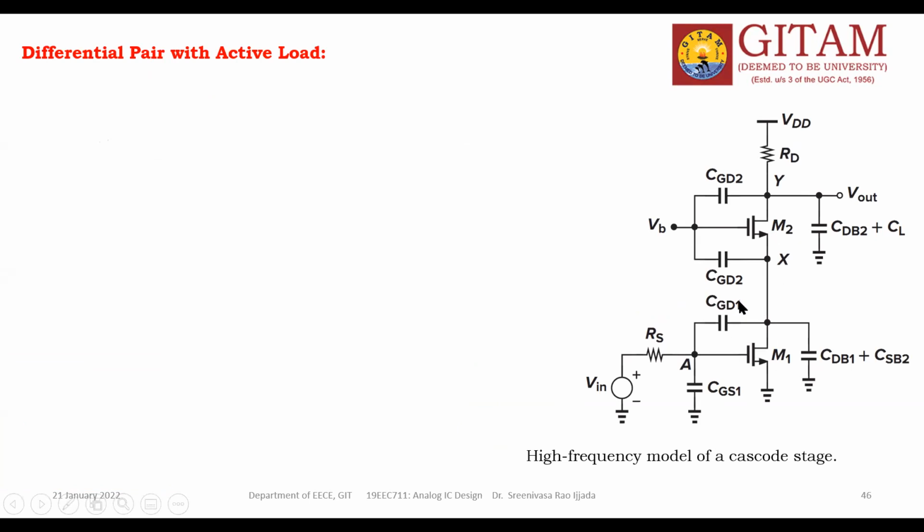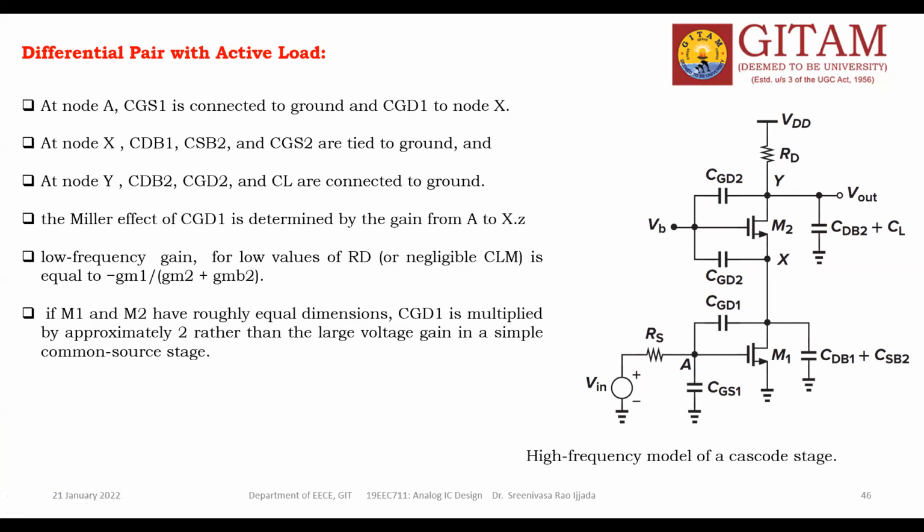This is the common source. This is the common gate. So in this cascode stage, node A is this. At node A, CGS1 is connected to the ground. See, this CGS1, gate to source of M1, is between node A and ground. And CGD1, the gate to drain capacitance, is between A and X nodes. Understand this one?